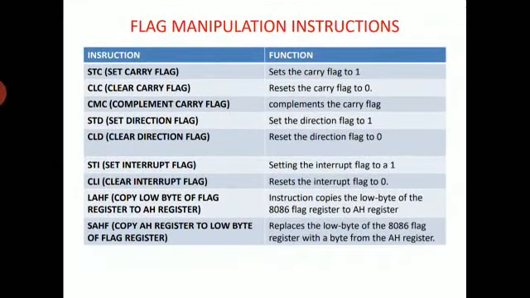flag manipulation instructions. Now let's see each type of instruction present in flag manipulation and the functions of each instruction. The first instruction is set carry flag. It is used to set the carry flag as 1. And the next instruction is clear carry flag, CLC. What is its usage? It resets the carry flag to 0. And the next instruction is complement carry flag. That is, the content present in the carry flag is complemented, inverted.